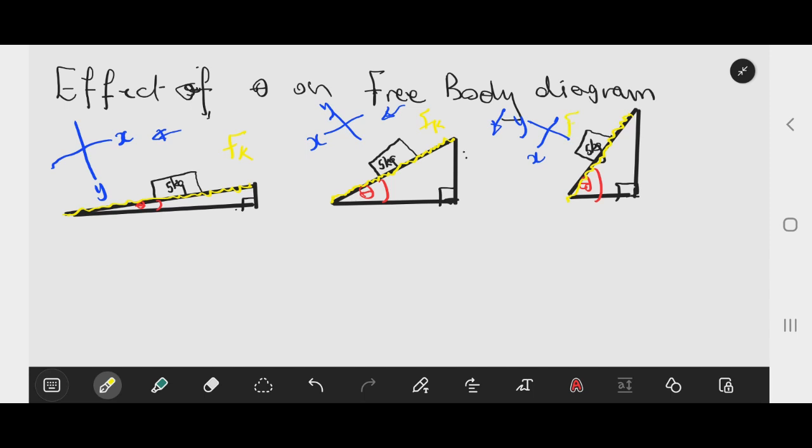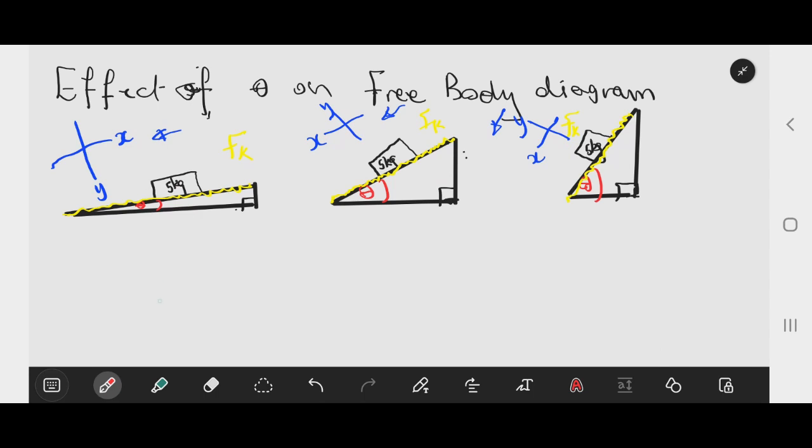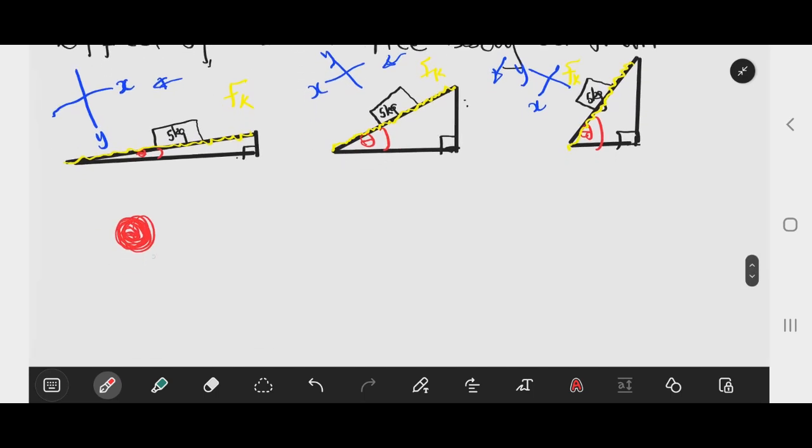So let us see the effect of increasing the angle of inclination, right. So if I was to draw a free body diagram for the first object, I would have my dot for the free body diagram. Okay, and then I would have FG going downwards, right, gravitational force, and I would have normal force in that direction perpendicular to the surface. Okay, and I would have frictional force in that direction.